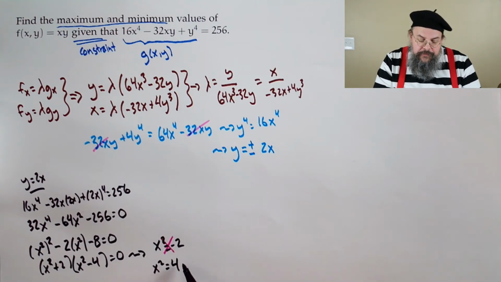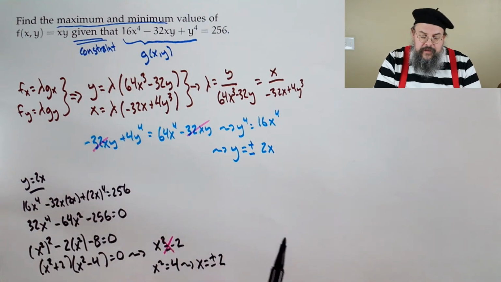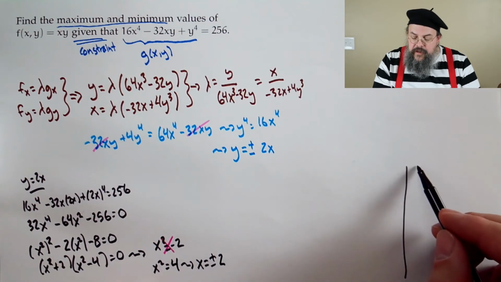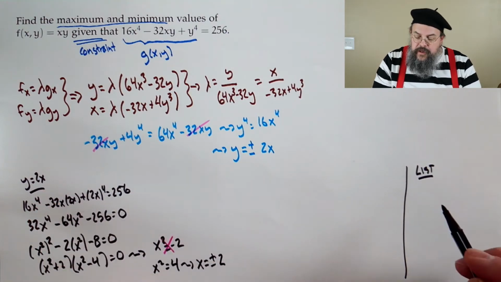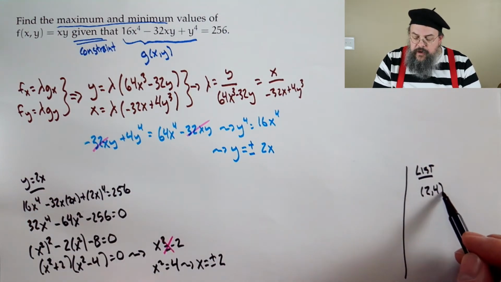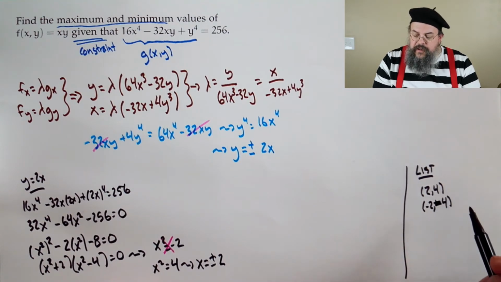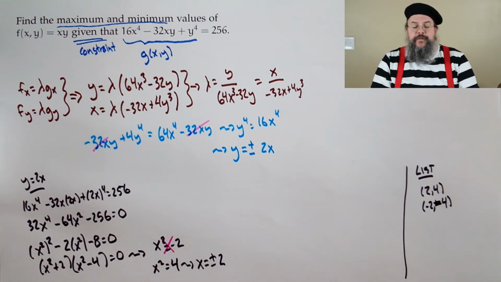All right, great. So taking square roots, you get plus or minus 2. Now, remember, we're in the y equals 2x camp. And so if I'm going to make a list of our points here, we have 2. 2 times 2 would make it 4. So 2, 4, and similarly negative 2, negative 4. Okay, so those are 2 points that come out from the Lagrange multipliers.